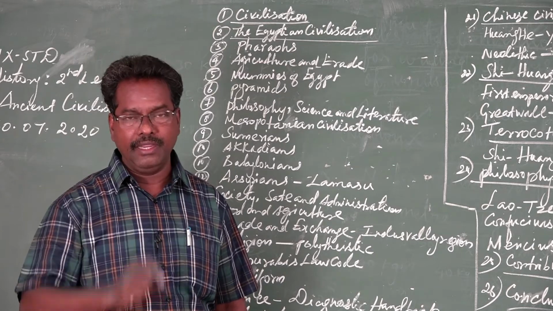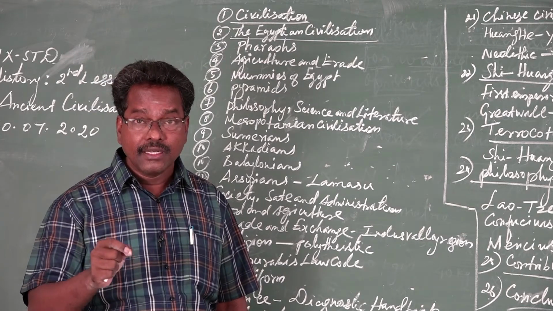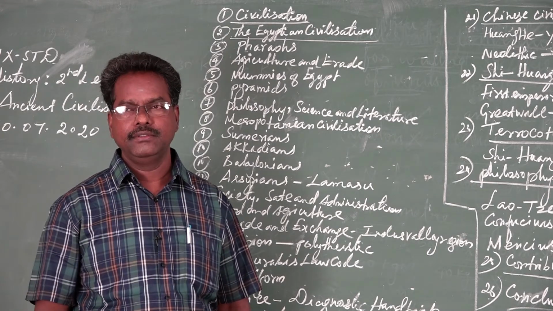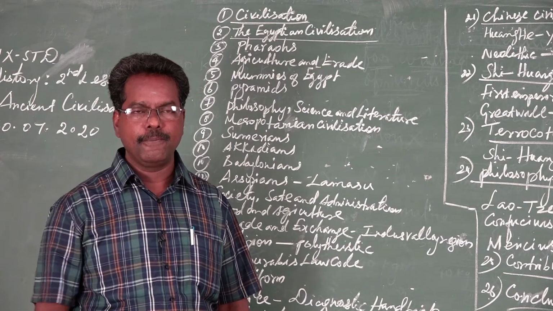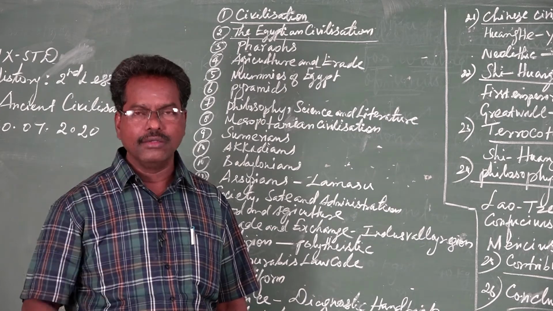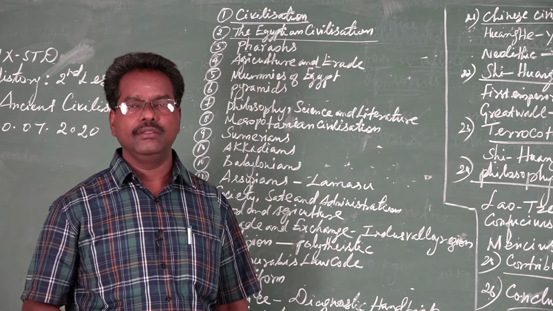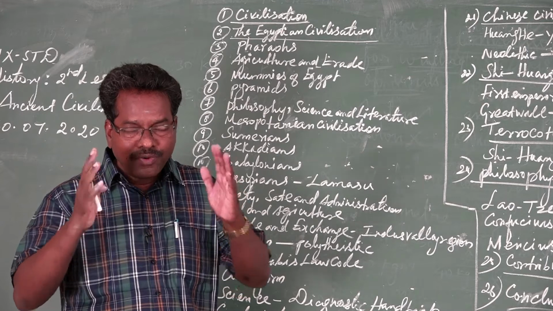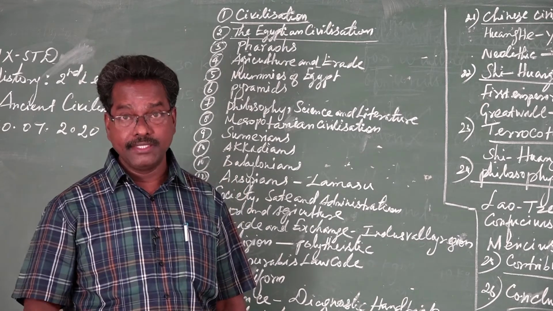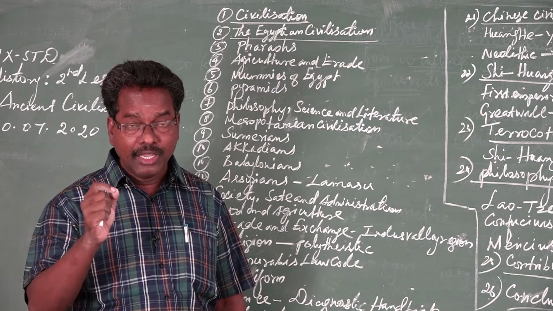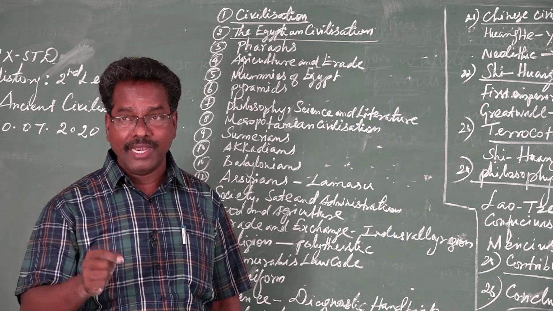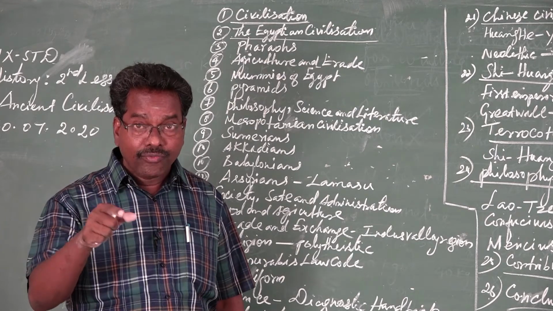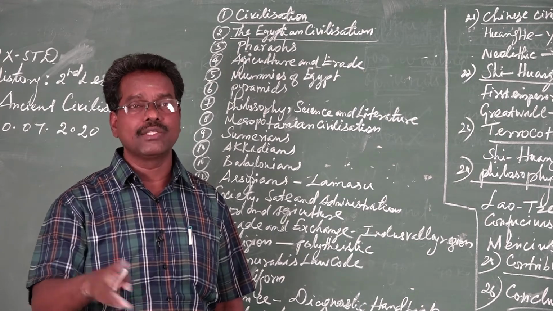Where does Egypt lie? Egypt lies in the northeastern part of Africa. How is it bounded? It is bounded by the Red Sea on the east, the Mediterranean Sea on the north, and the Nile River on the south. Why is Egypt called the Egypt of Nile River? As the Nile River played a vital role in the entire development of Egypt, for the development of Egyptian civilization also. That's why Egypt is called the Egypt of Nile.